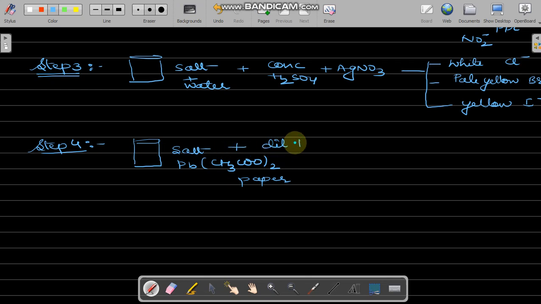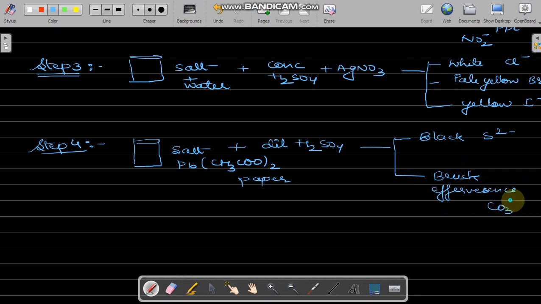Putting dilute H2SO4, again, if a black coloration is there, then it is S2 minus ion. If brisk effervescence, then it is CO3 2 minus, carbonate.